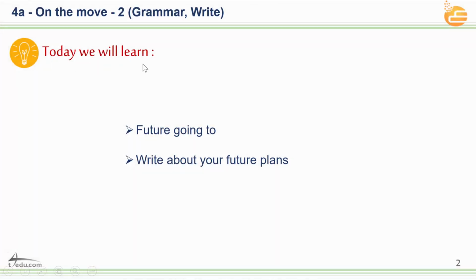Today we will learn number 1, future going to. And we will learn how to use going to with the future tense and with future sentences, and how you can make a sentence about your plans in the future by using going to. The second thing, write about your future plans, how to write about your future plans also by using going to.